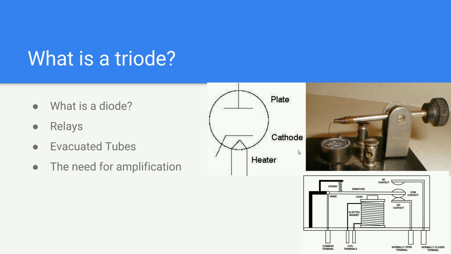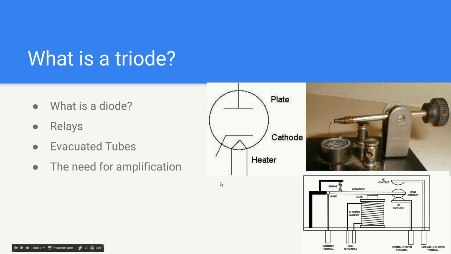Then along comes the triode. And what the triode allows you to do is flow current from one direction to the other, but it adds a third electrode right here, and that allows you to vary that current. The practical purpose of this is amplification, or switching.